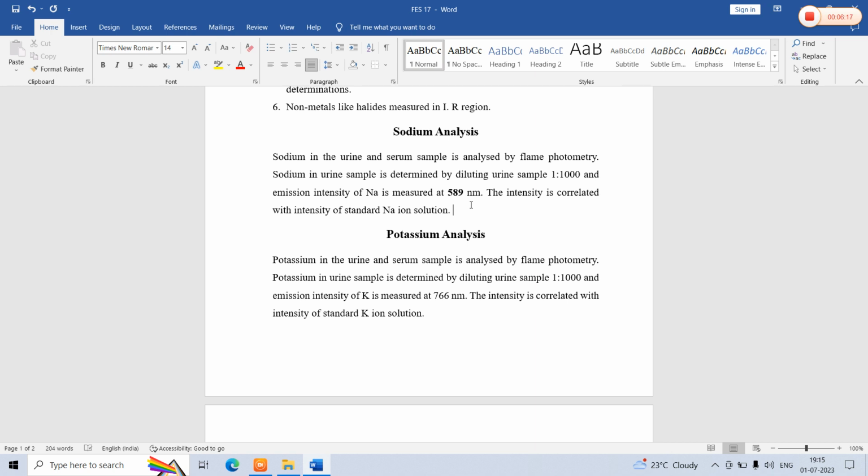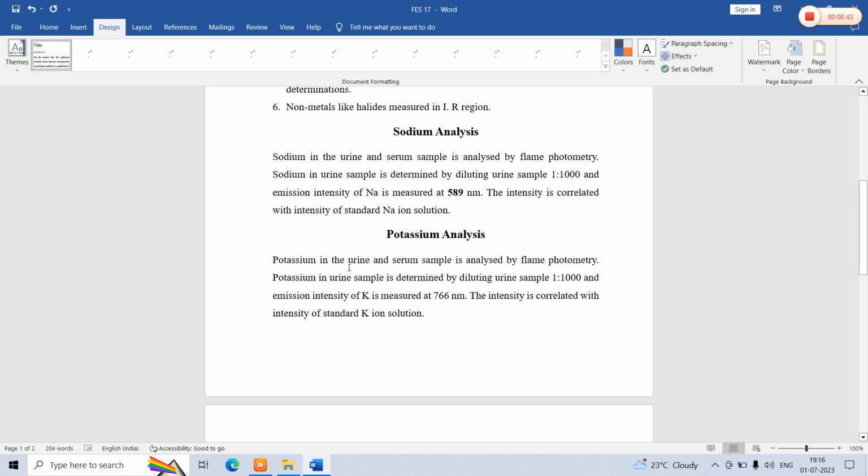Sodium has a wavelength of 589 nanometer, so we select the filter for that. The intensity is correlated with the intensity of the standard sodium ion solution. We measure the intensity, and from that intensity measurement we get the quantitative analysis of sodium.